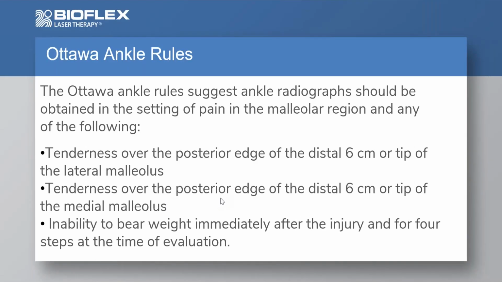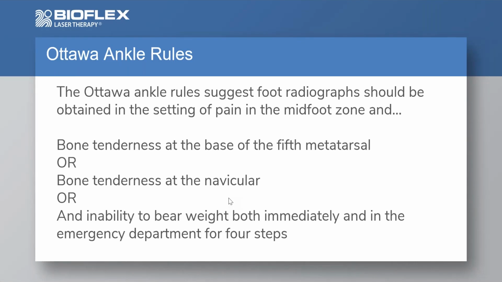So as far as taking ankle x-rays, there are a few rules here. Essentially, if there's pain in the malleolar region and any of the following, then it's suggested that ankle x-rays are taken: tenderness over the posterior edge of the distal 6 centimeters or tip of the lateral malleolus, tenderness over the posterior edge of the distal 6 centimeters or tip of the medial malleolus, and inability to bear weight immediately after injury and for 4 steps at the time of evaluation.